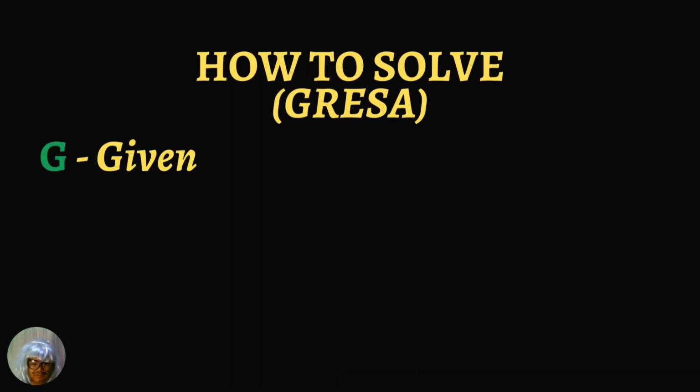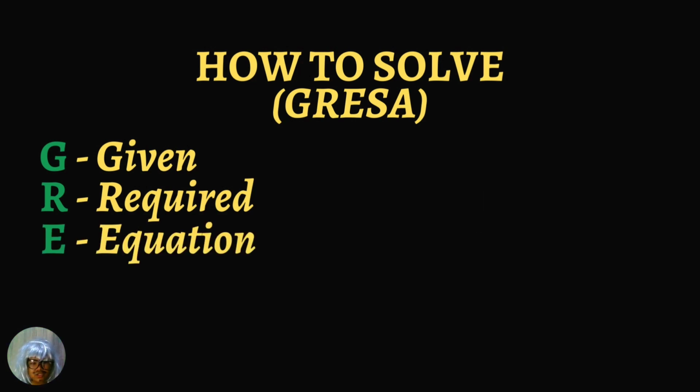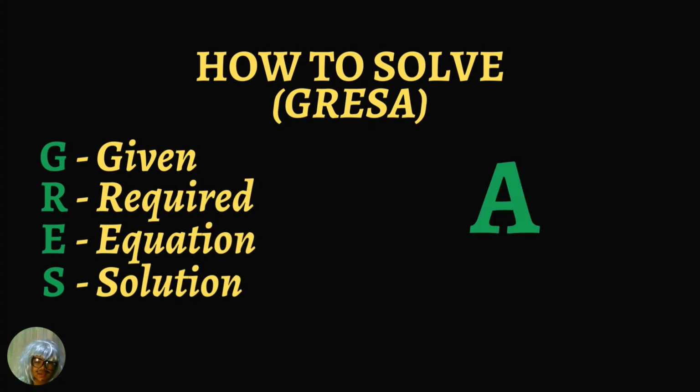So here we now have how to solve. And we will be using a method in our solving known as the GRESA method. But Mr. E.L. Einstein, what does GRESA mean? It's simple. G stands for given, R stands for the required in the problem, and E stands for the equation or the equations that you're going to use in the problem. S stands for the solution, and A stands for the answer.